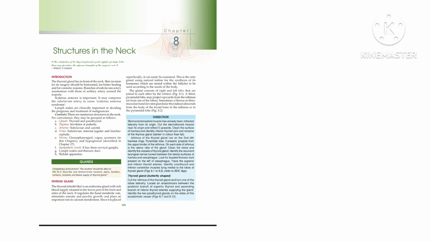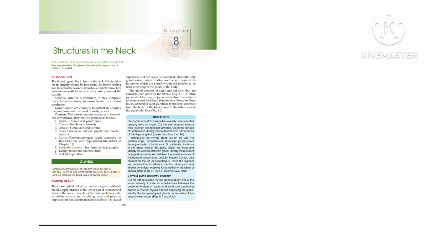Introduction. The thyroid gland lies in front of the neck. Skin incision for its surgery should be horizontal, for better healing and for cosmetic reasons. Branches of the subclavian artery anastomose with those of the axillary artery around the scapula. Scalenus anterior is important. It may compress the subclavian artery to cause scalenus anterior syndrome. Lymph nodes are clinically important in deciding the prognosis and treatment of malignancies.